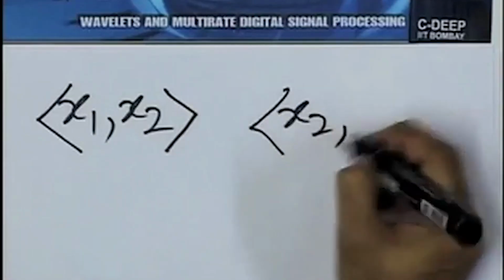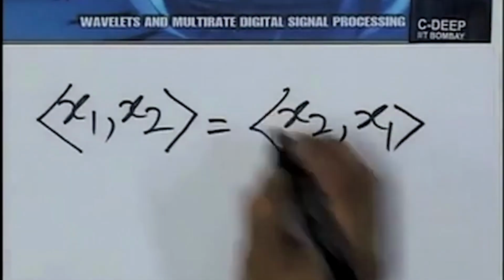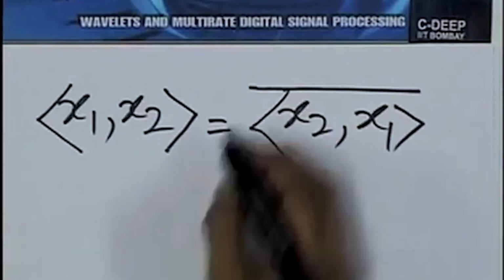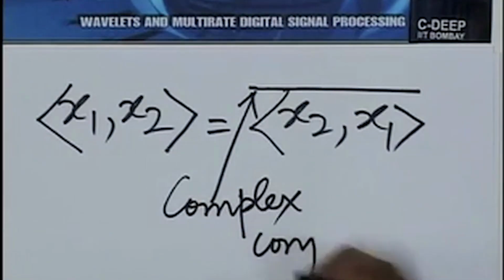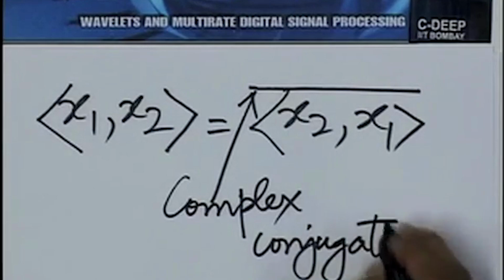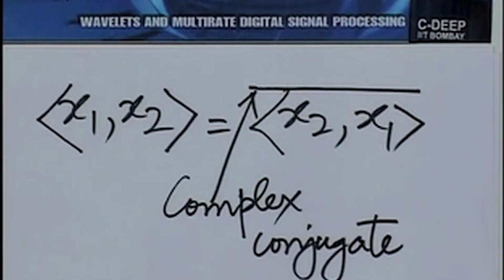Now, one point to note here when we make this little change is that commutativity property is lost. So, if I take the inner product x1 with x2 and then if I take the inner product x2 with x1, there is a complex conjugate relationship. And this is the more general requirement of a dot product. In fact, this is the simplest way in which one can define a dot product between sequences.